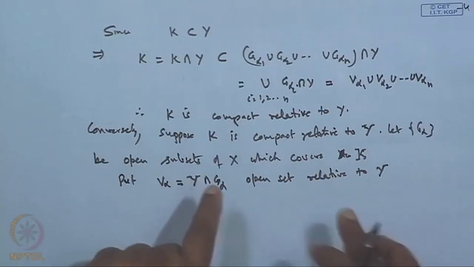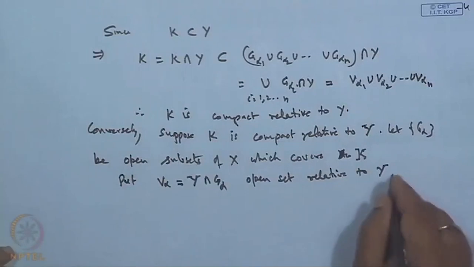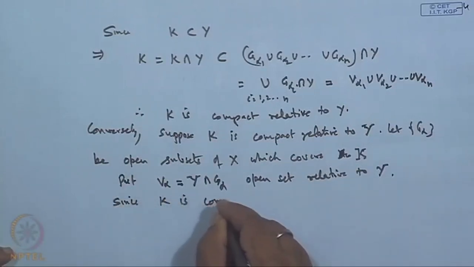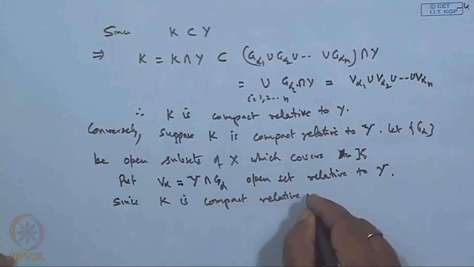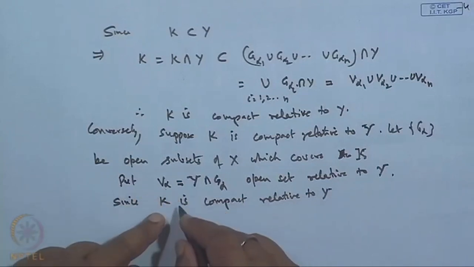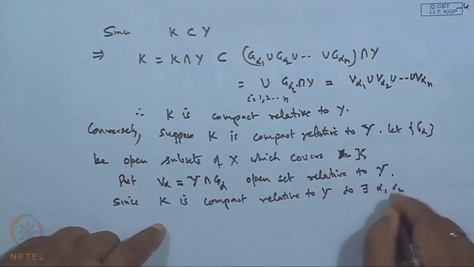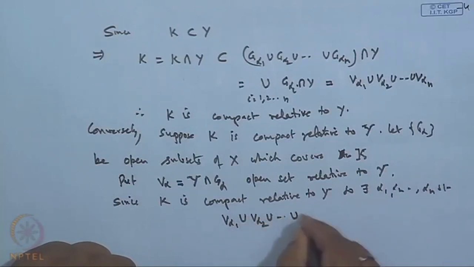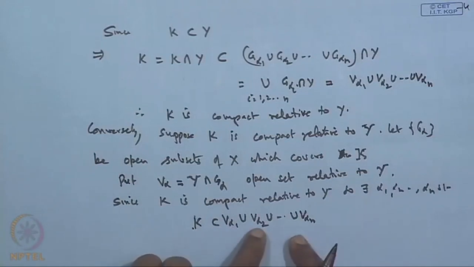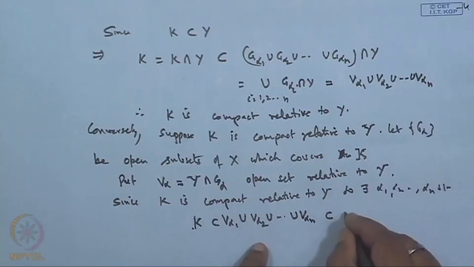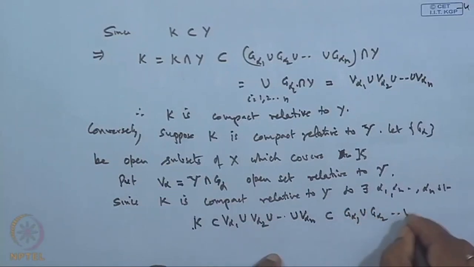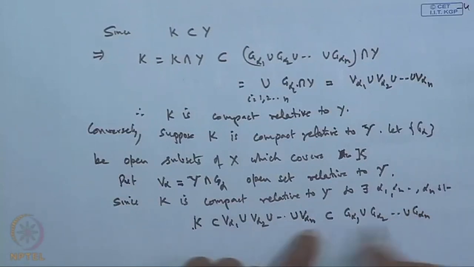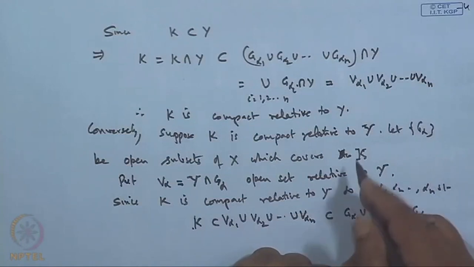Now, this is given: K is compact relative to Y. So this open cover V alpha has a finite subcover. So there exist alpha 1, alpha 2, alpha n such that the union of V alpha 1, V alpha 2, V alpha n covers K. But these are subsets of what? V alpha 1 is a subset of G alpha 1, V alpha n is a subset of G alpha n. So K is also contained in the finite union of G alpha 1, G alpha 2, G alpha n, which are open with respect to X.